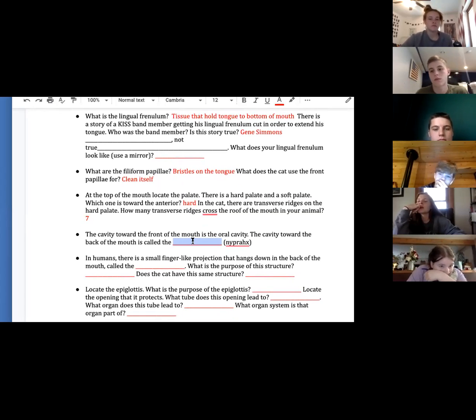Okay, underneath our hard palate, the cavity towards the front of the mouth is called the oral cavity. The cavity towards the back of the mouth underneath the soft palate, unscramble that. Yeah, pharynx.